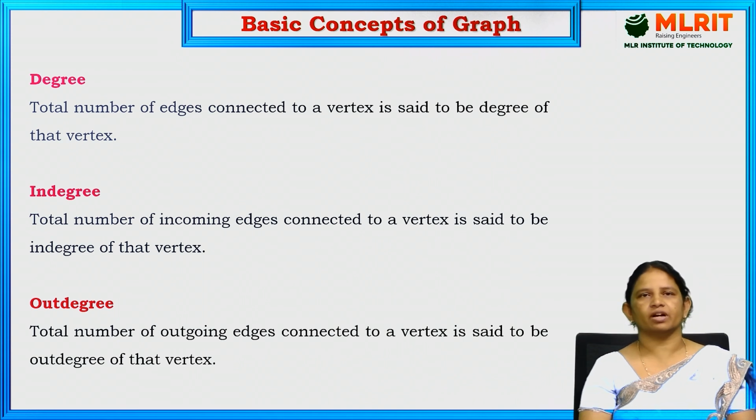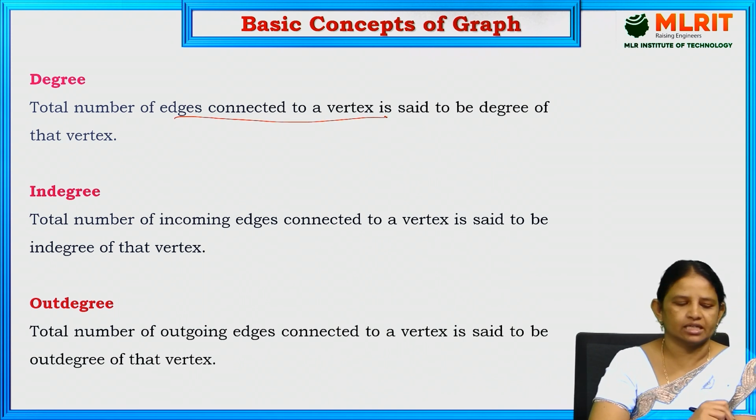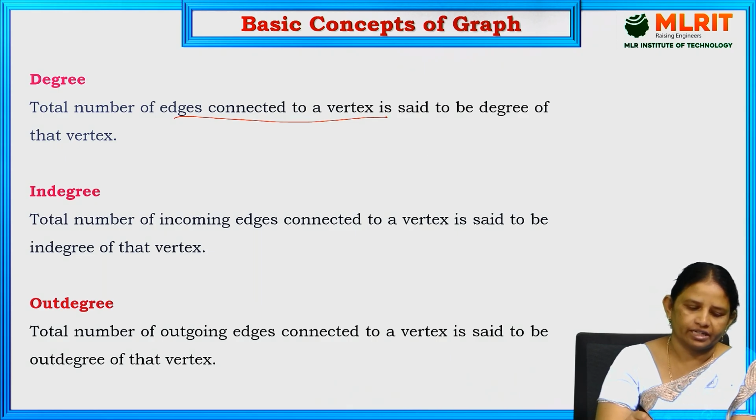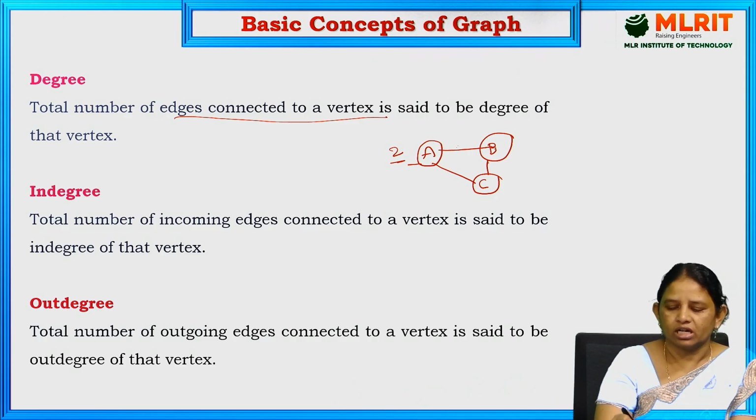Now the next one is the degree. The total number of edges connected to a vertex is said to be the degree of that vertex. For example, A, B. What is the degree of A? How many edges are connected to A? 2 edges. So the degree is 2. What is the degree of B? 2. That means 2 edges are connected. How many edges are connected to a particular vertex is called the degree of that vertex.